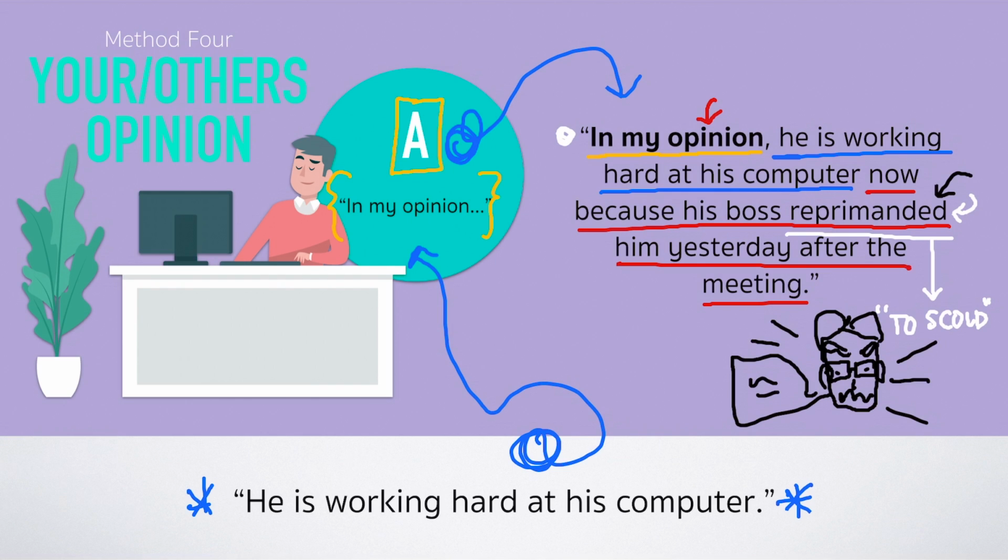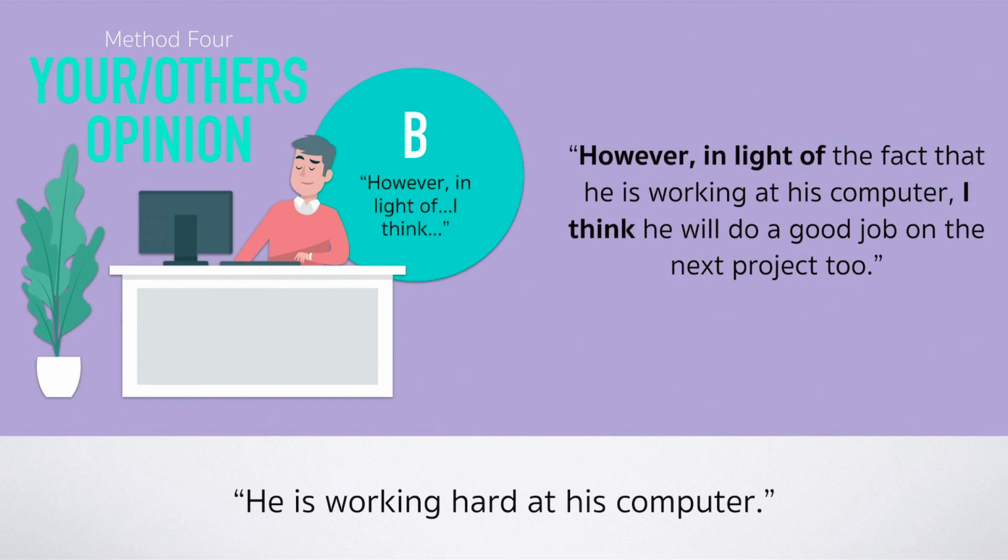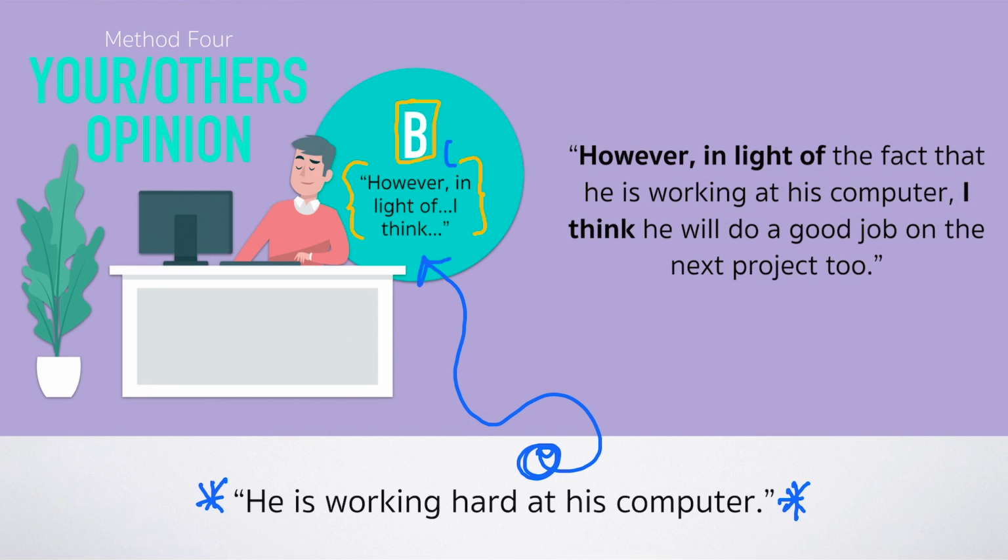Now letter B. Letter B says, however, in light of, I think. So again, here's the sentence: He is working hard at his computer. We're going to take this, bring it up here, add this portion, and then bring it over here. And here's what it looks like. However, in light of. So before we continue, I want to explain this right here.